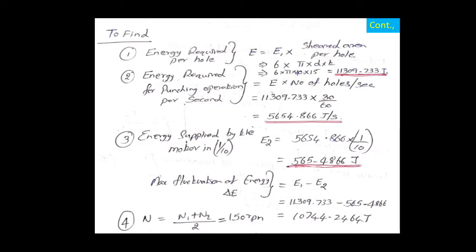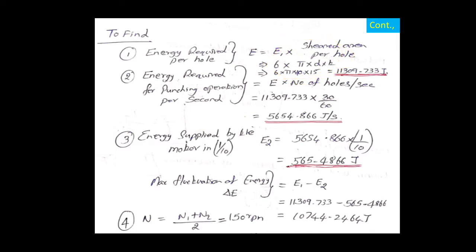With respect to the given data, you try to find the value of E. So E depends upon E1. E1 is the energy required to punch the hole per sheared area, so E1 into sheared area per hole. The sheared area per hole is equal to pi into D into T.